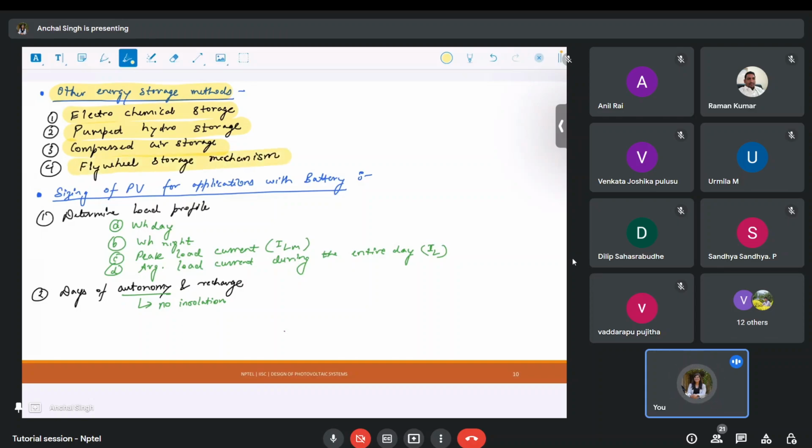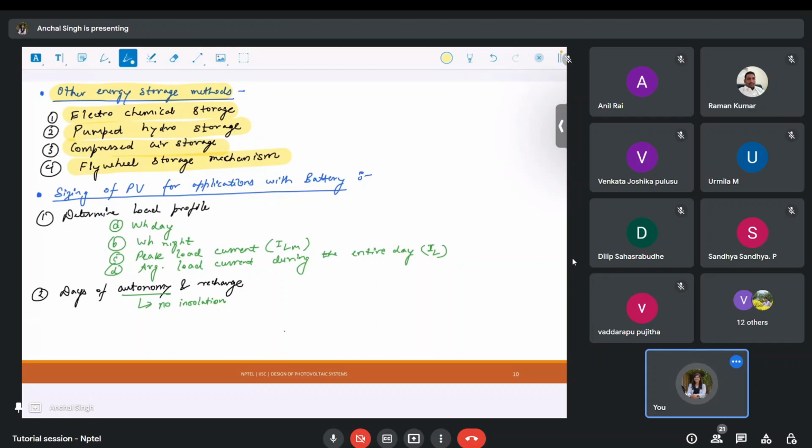So on the shaft of the motor, we'll connect a big flywheel, which will continuously rotate using the input from the solar PV. And when we want to take that energy back, we will just connect that flywheel again to the shaft of the generator, and it will give us the electrical energy.